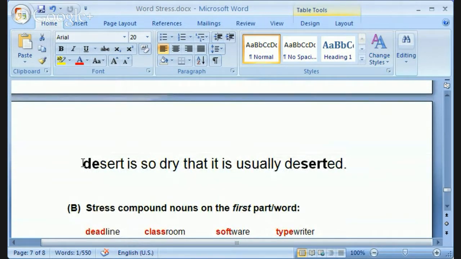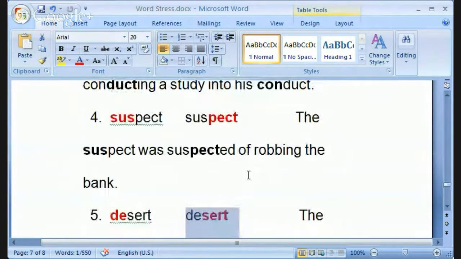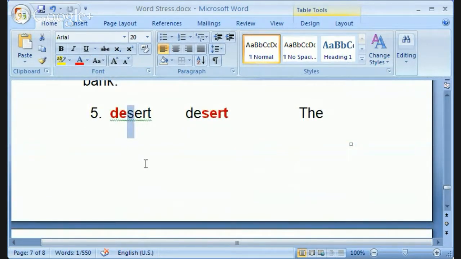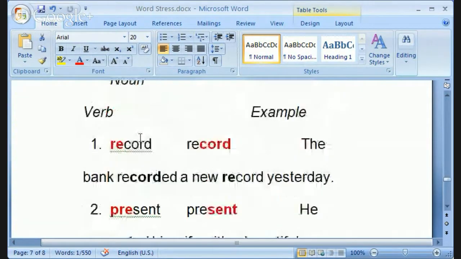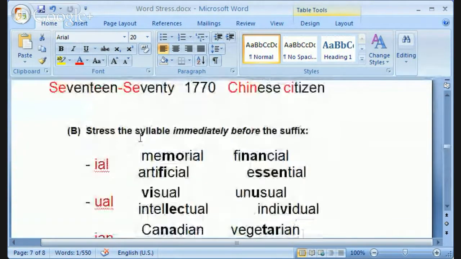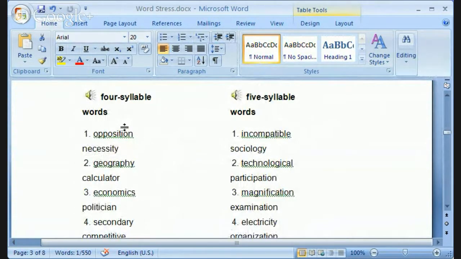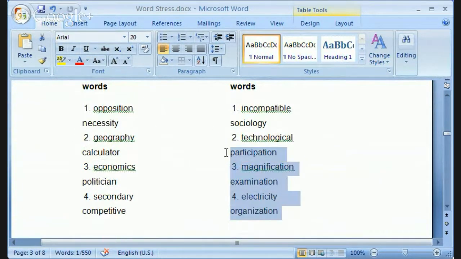All right. The desert is so dry that it is usually deserted. Okay. Very good. Sometimes, however, there's a couple words. I thought I was running into it here. I'm sorry, I misled you. Sometimes the S sound will be an S in one form and a Z sound pronunciation in another form. Sometimes not only does the syllable stress change, but the actual consonant sounds will change. Let's try something here.